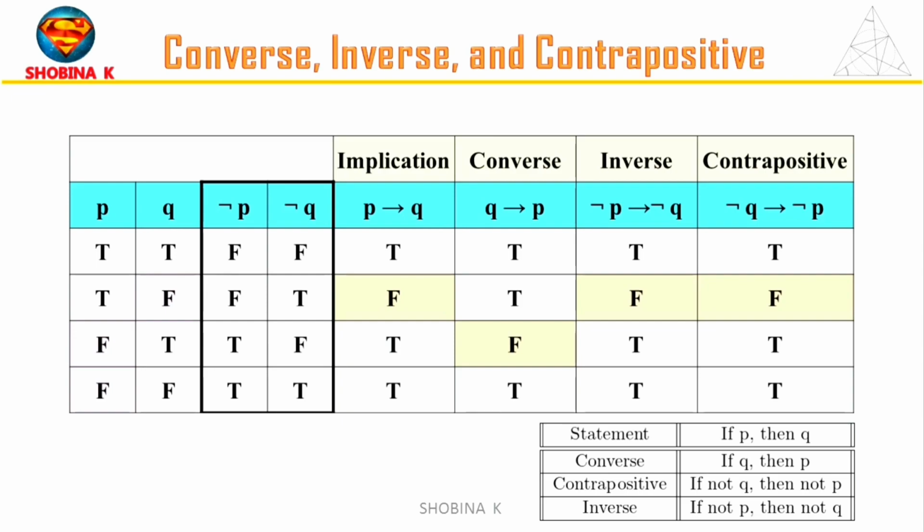The converse is true when P is true or when both P and Q are true. It's false only when Q is true and P is false. The inverse is true when P is false or when both P and Q are false. It's false only when P is true and Q is false. The contrapositive is true when Q is false or when both P and Q are false. It is false only when Q is true and P is false.